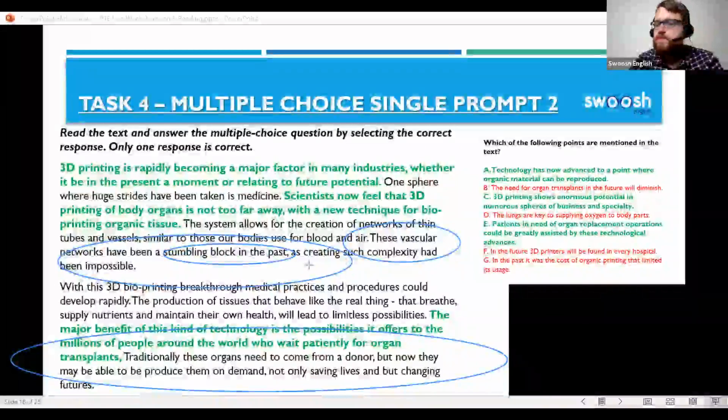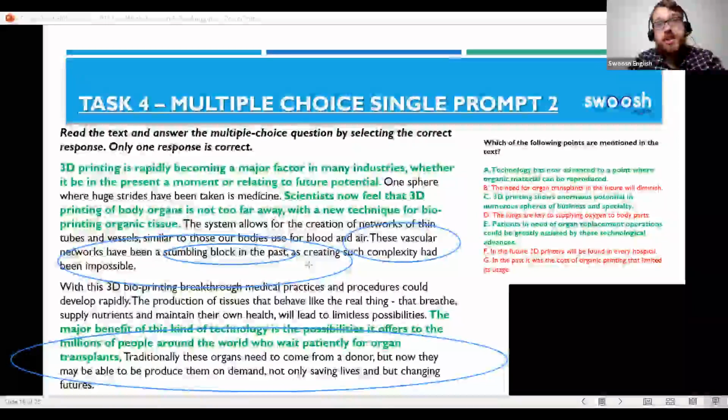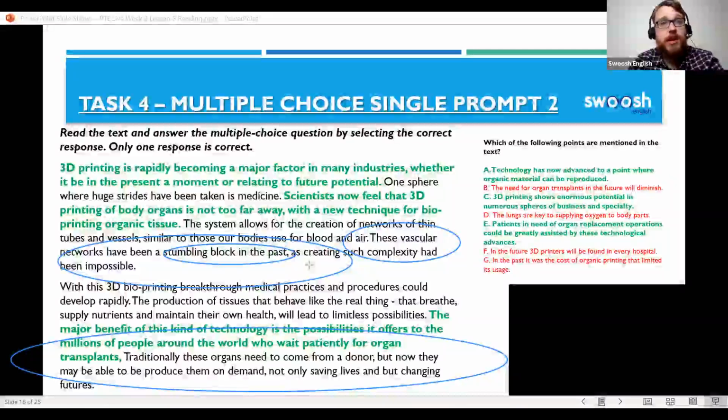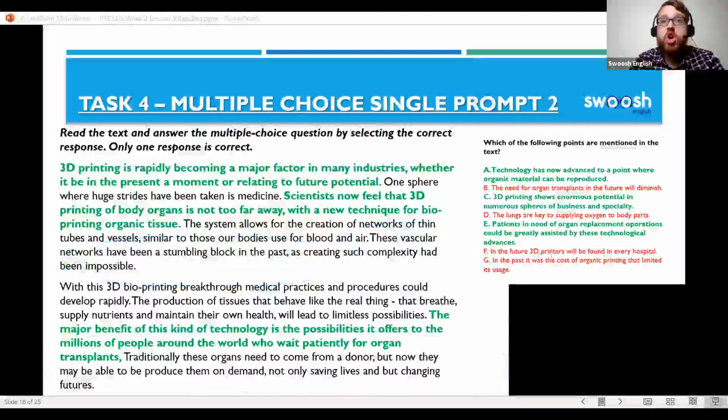So stumbling block is an idiomatic phrase which refers to how it was a problem in the past. Does it refer to the cost of these things? No, it just refers to the complexity of making them. The science behind it wasn't quite up to standard. So this takes it away as a potential answer because there's nothing which refers to cost, which is the keyword detail in this passage. So there we go. A, C, and E are correct, and we have seen why B, D, F, and G are incorrect answers. They're just not referenced at all.